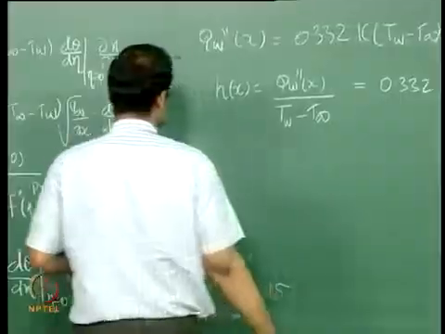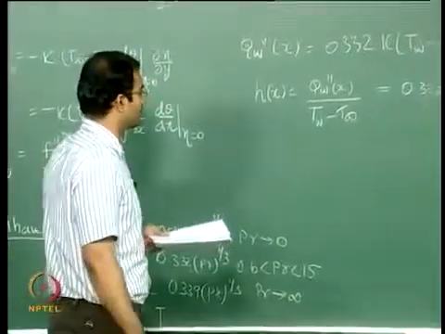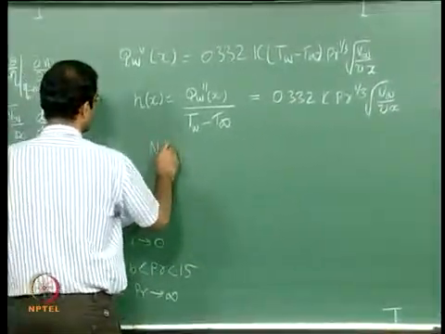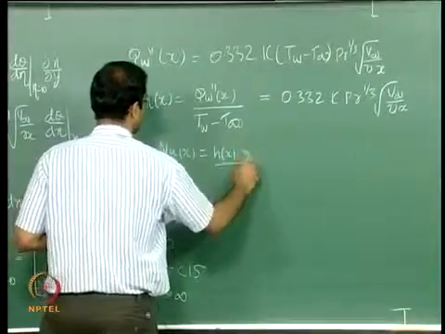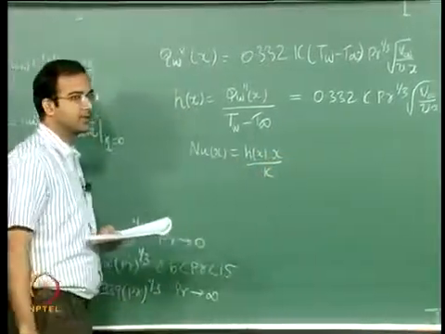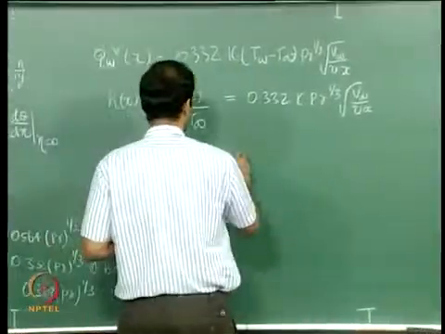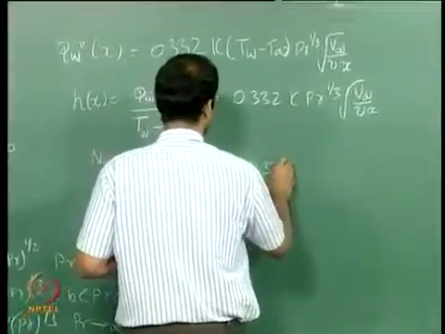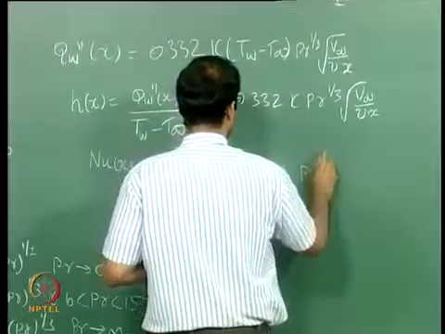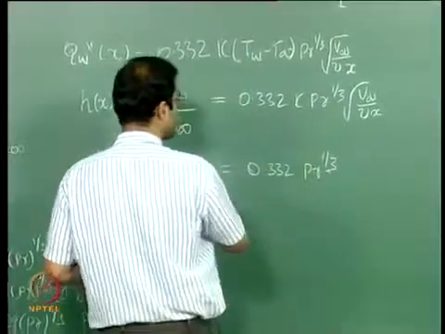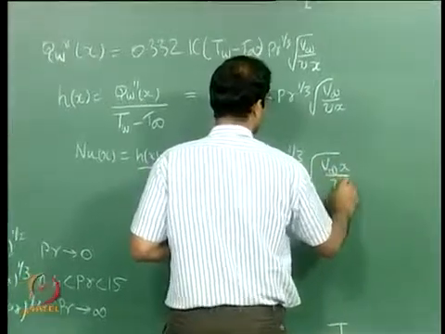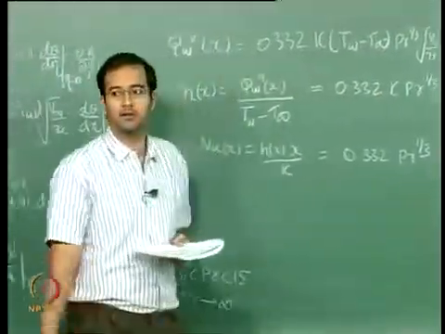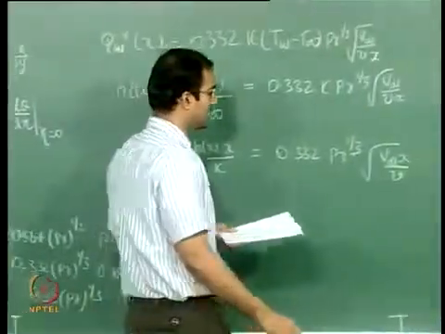Now I will non-dimensionalize the heat transfer coefficient in terms of Nusselt number, local Nusselt number, which is defined this way. Okay, so this will be 0.332 Pr power 1/3. So I multiply by x here, so I will be getting square root of u infinity x by nu, right? Which is nothing but the Reynolds number.